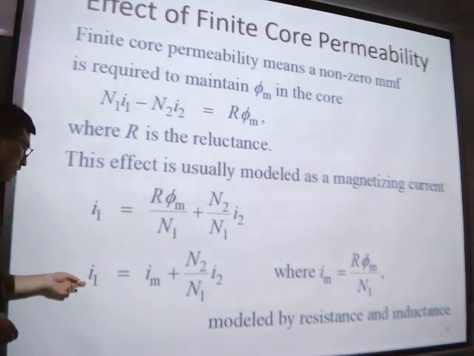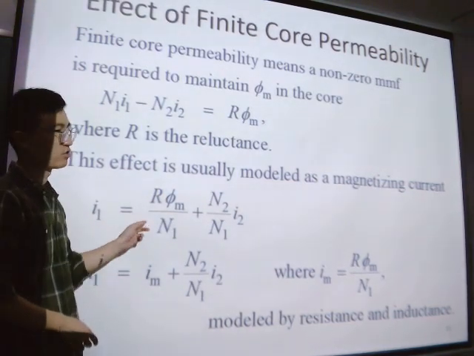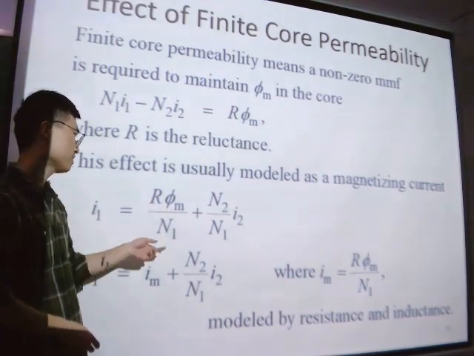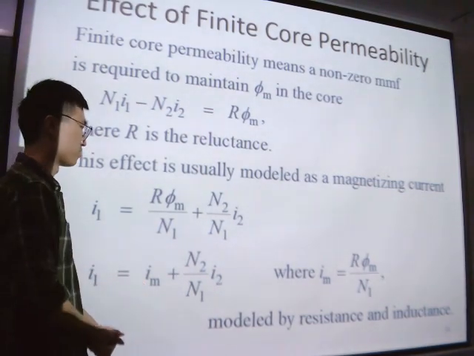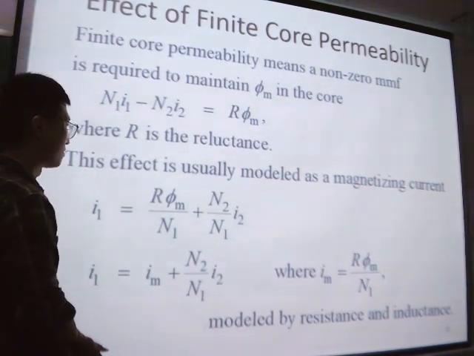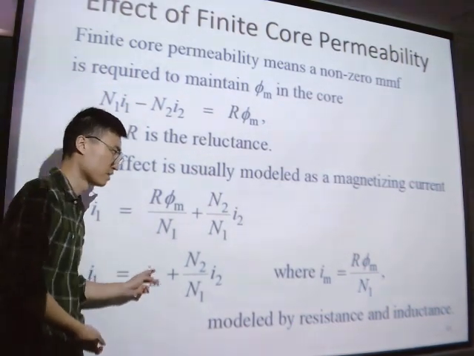So for I1, we assume that this extra loss in the real scenarios could be Im. Or we could say that Im can be modeled by the resistance and the inductance here.